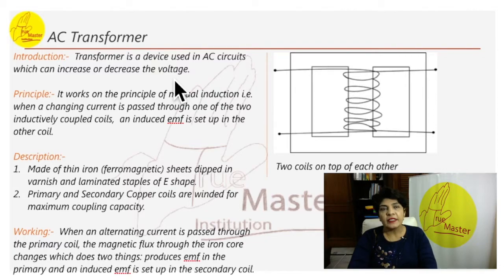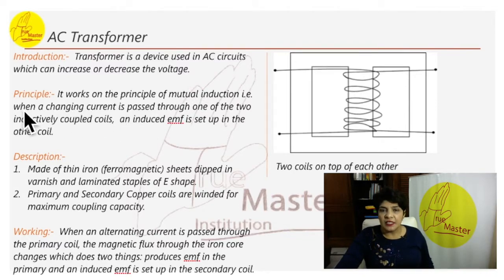Similarly, when we have to transfer electricity from the main transformer where it is generated to our house, we need a step up transformer so that the voltage is high and it can reach our house. So how is that possible? Again, we need a transformer. Transformers are basically of two types: one is step up and one is step down. Again, a transformer is a device used in AC circuits which can increase or decrease the voltage.